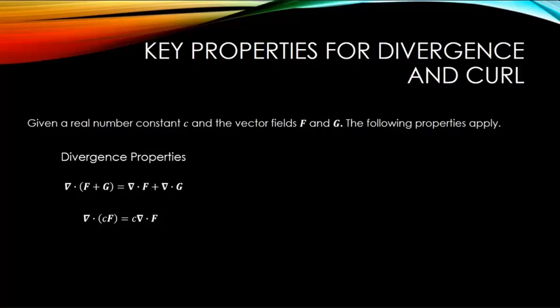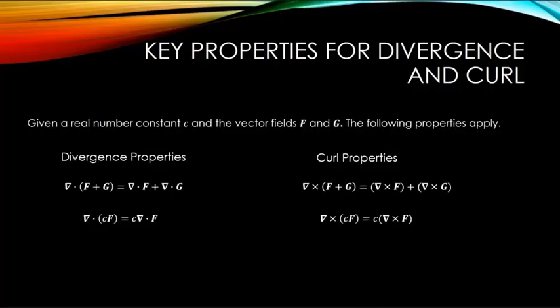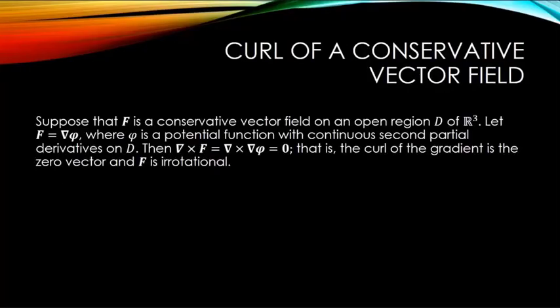Del dotted with a constant times a vector field F is equal to the constant times del dotted with F. For my curl properties, del crossed with the sum of F plus G is equal to del cross F plus del cross G. And del crossed with a constant times the vector field F is equal to the constant times del cross F.